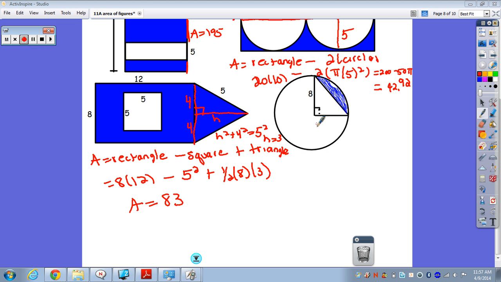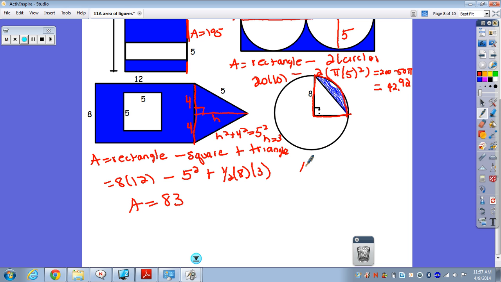And then for the last one on this page, we want this shaded region. It's called a sector. So what we're going to do is find the area of this whole region, which is our sector, and subtract the triangle, and that gives me the shaded region, which is called a segment, actually.